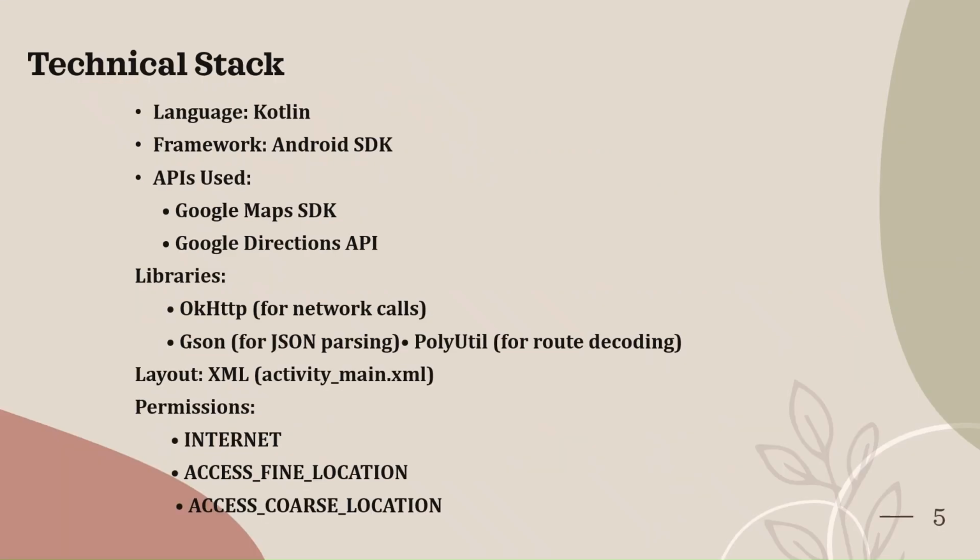The app uses Kotlin as the main programming language and runs on Android SDK. The APIs used are the Google Maps SDK for displaying the map and the Directions API to draw walking routes between locations. For HTTP requests and data parsing, it uses the OkHttp and JSON libraries, along with PolyUtil for decoding the route paths. The layout is written in XML, and the app requires basic permissions like internet access and fine location.